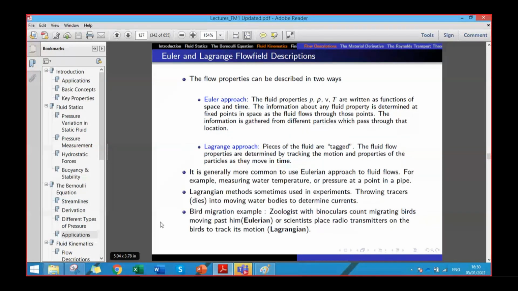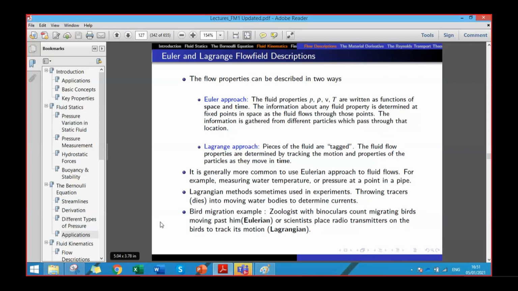Is it clear? Yes, sir. And I think the Lagrange approach, we have to make it more systematic, because in the bird example you gave, extra environmental factors can also be added. Definitely, that's why I'm saying it's more sophisticated. It's more complex as well. Okay, sir.